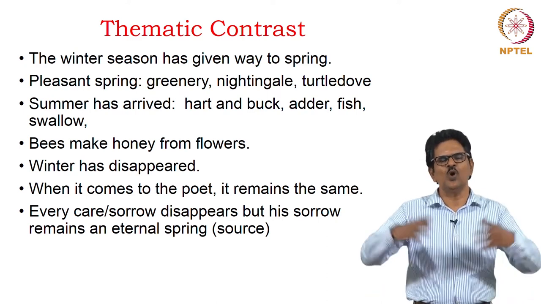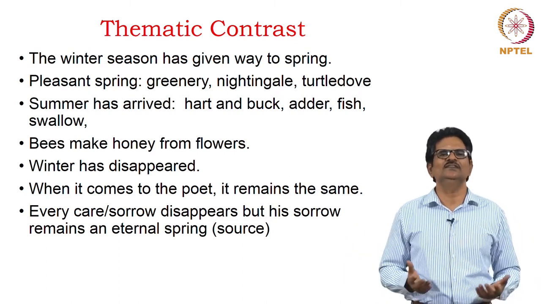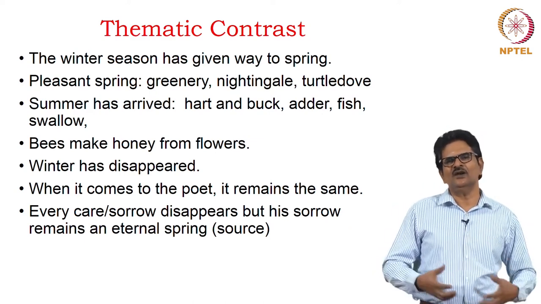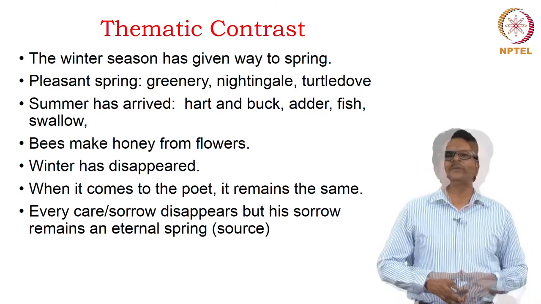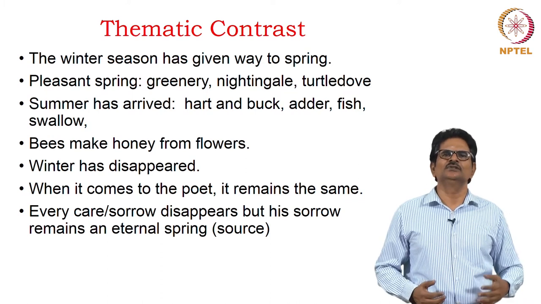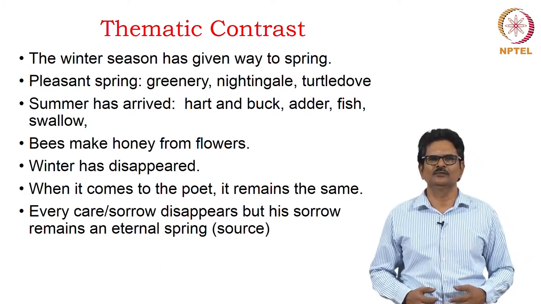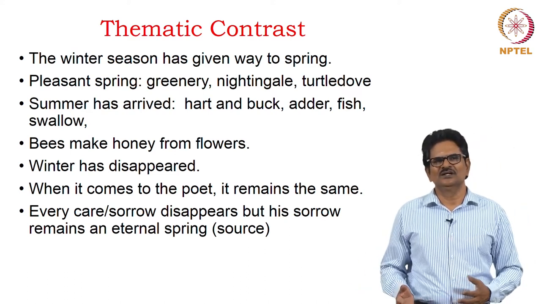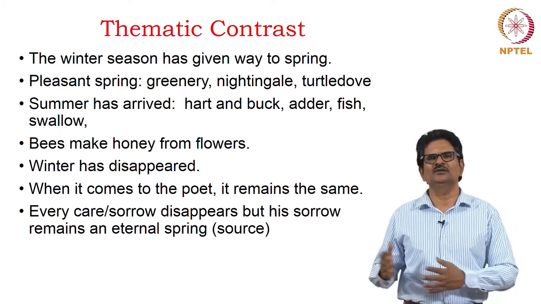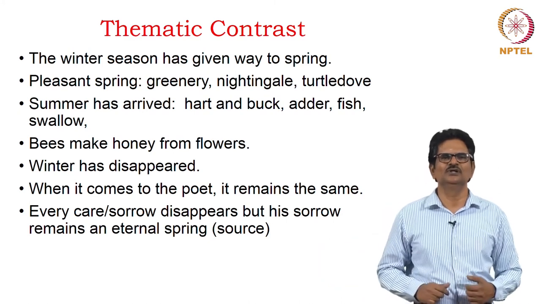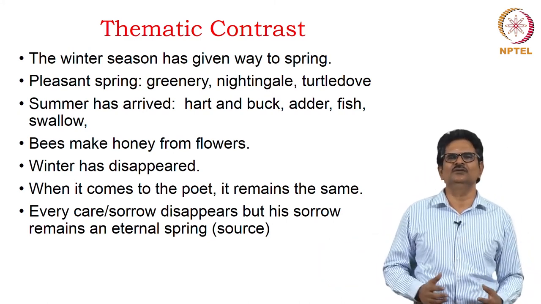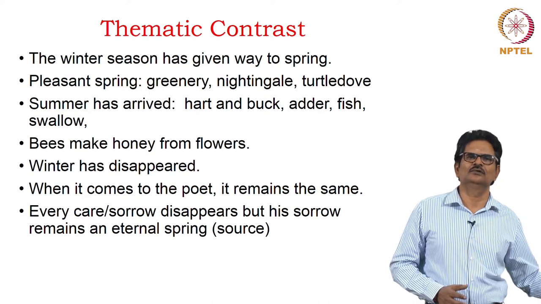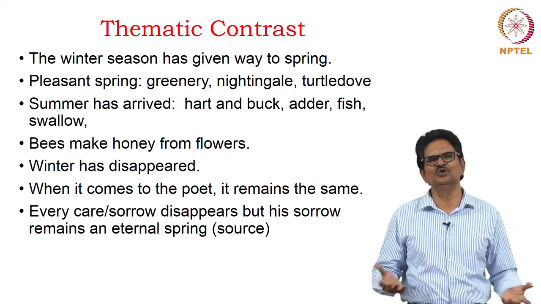The poet is able to watch the change of seasons, but nothing changes in him. The winter of his love, or the winter of his suffering, doesn't change. That is why we find the poet saying the winter season has given way to spring. Pleasant spring is full of greenery, nightingale, turtle dove. Summer also has arrived with hart and buck, adder, fish and swallow. At this time, bees also make their honey from flowers, emphasizing winter has already disappeared, because during winter flowers don't bloom so much.